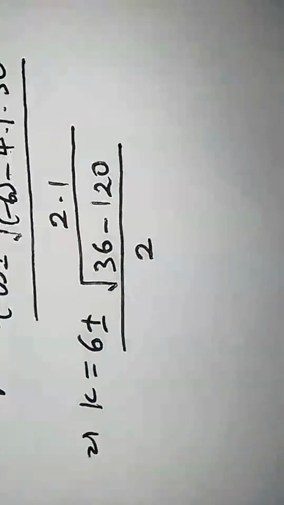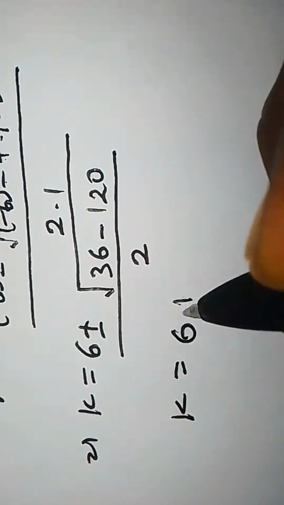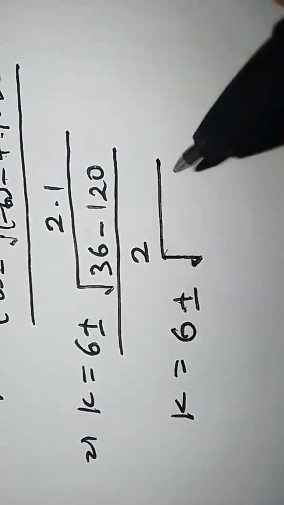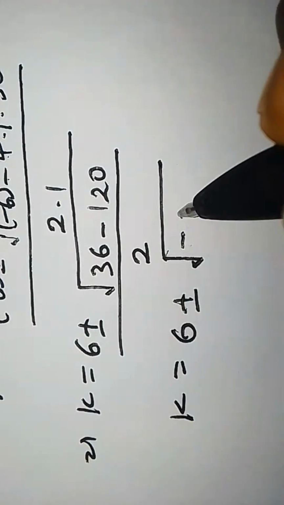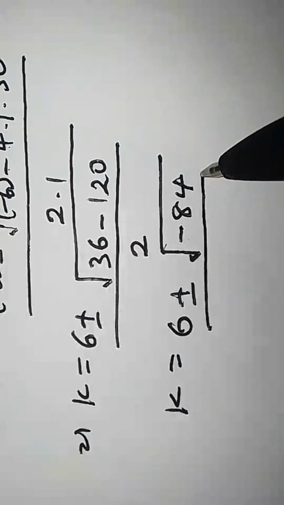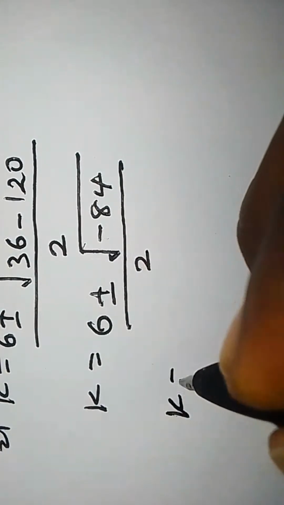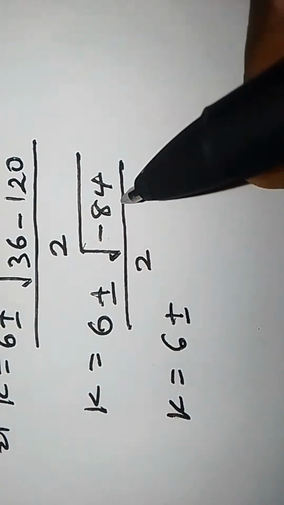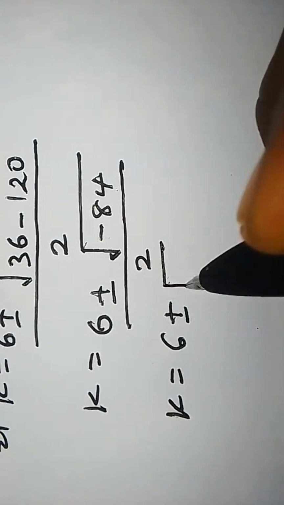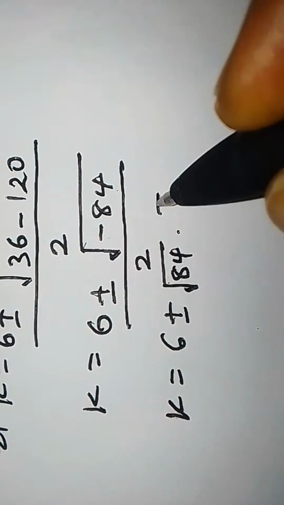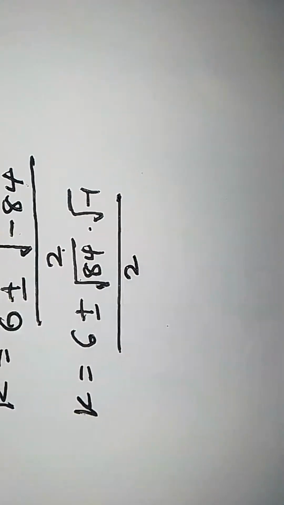Let's continue. So k is equal to 6 plus or minus the square root of 36 minus 120, that is negative 84, divided by 2. K is equal to 6 plus or minus, we can rewrite the square root of minus 84 as the square root of 84 times the square root of negative 1, divided by 2. Let's proceed further.